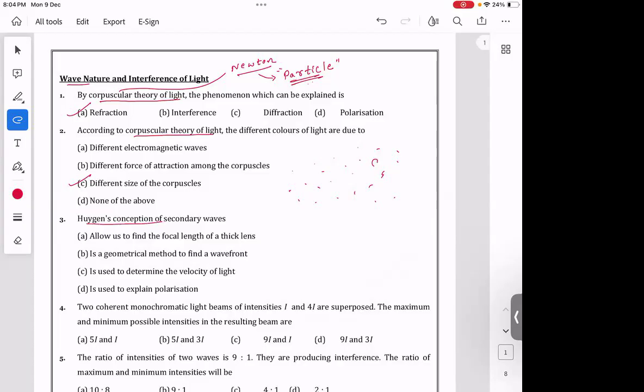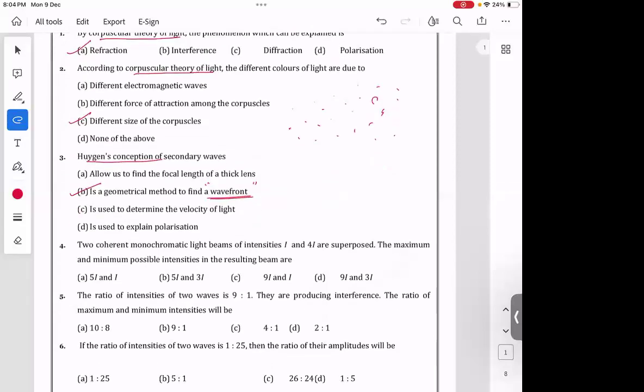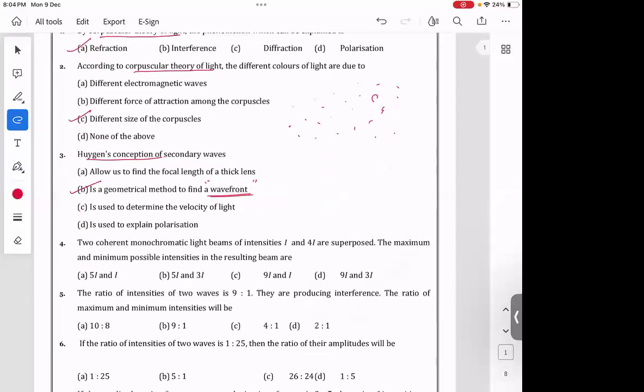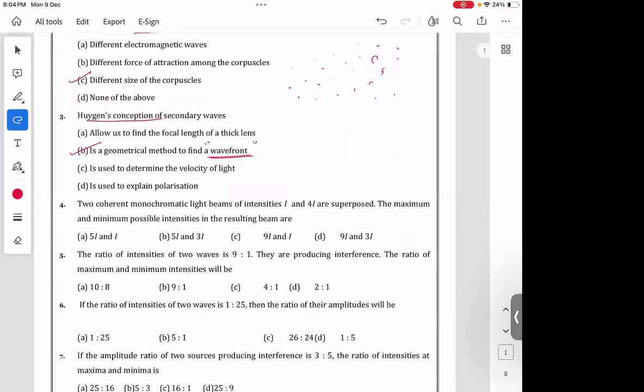According to Huygens wave theory, we can find the geometrical method to find what? A wavefront. It is the method used to find the wavefront. This fourth and fifth is not required.